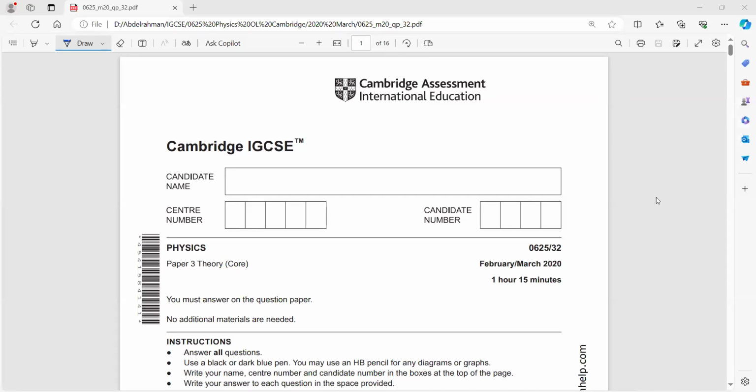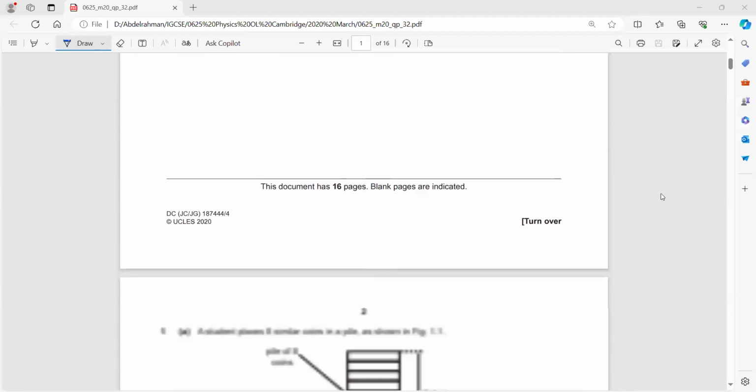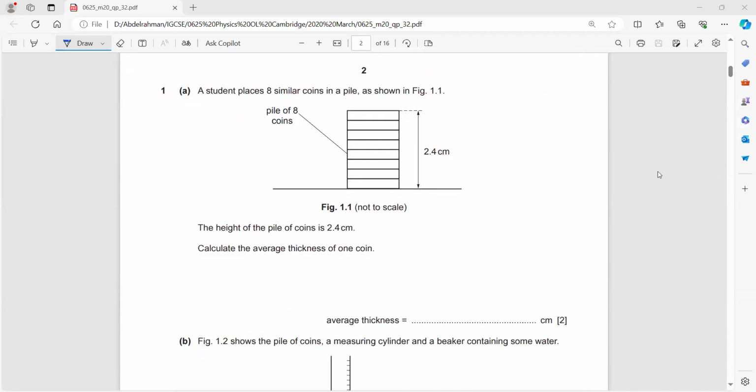Okay. February, March 2020, paper 3, variant 2. Okay, question 1. The height of the pile is 2.4 centimeters. Calculate the average thickness of one coin.